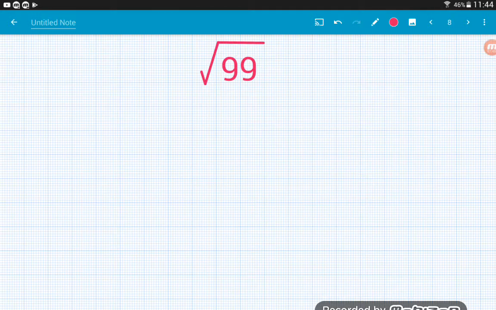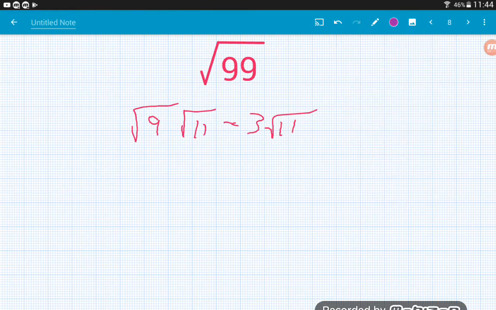Okay, root 99. Now there's not very much that goes into 99. We've either got 1 and 99, 3 and 33, or 9 and 11. So again, the most direct route would be to write root 99 as root 9 root 11, and then the square root of 9 is 3, so we get 3 root 11.